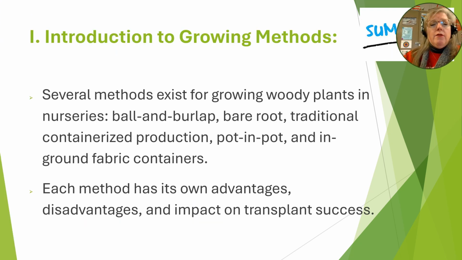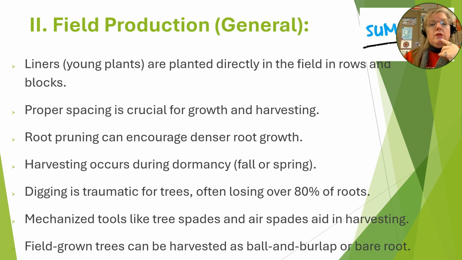So we talked about the different methods, ball and burlap, bare root, and every method has its own advantages and disadvantages. We talked about those specifically. The liners, the young plants in field production, the liners are in direct rows. You have to have proper spacing and root pruning. Digging, though, is traumatic for the trees. You're going to lose 80% of the roots, so they use these mechanized tree spades. The field-grown trees can be harvested and then put ball and burlap or bare root either way.